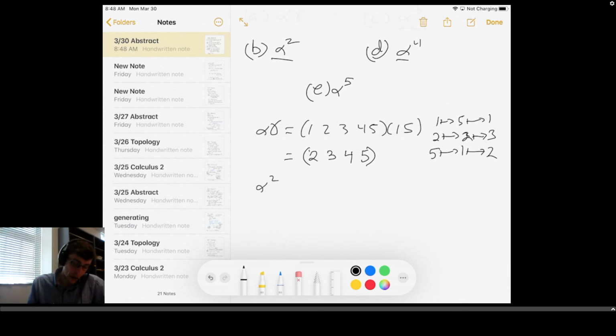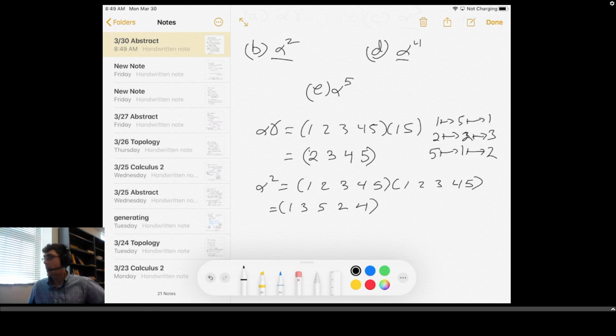So alpha squared, this is where I want you to really think about what's going on. So 1 goes to 2, which then goes to 3. 3 goes to 4, which then goes to 5. 5 goes to 1, which then goes to 2. And then 2 goes to 3, which then goes to 4. And lastly, 4 goes to 5, which goes to 1. What's the pattern? Yeah, you said you see it. What is it?